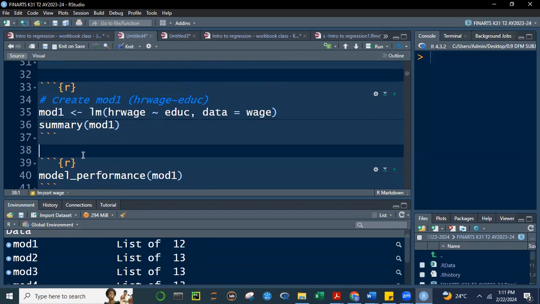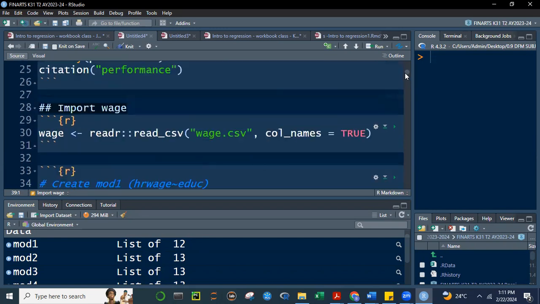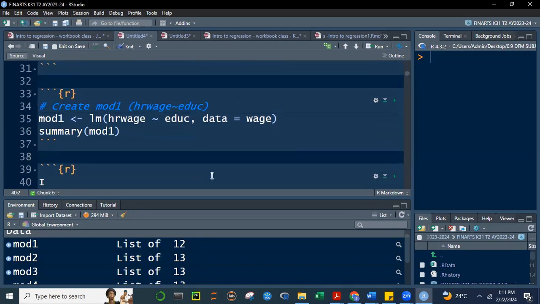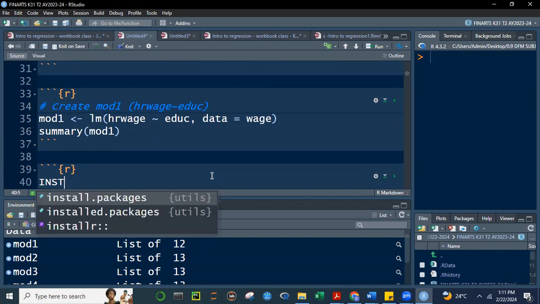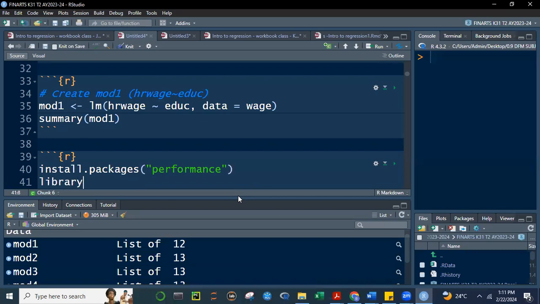All right, and then let me introduce to you some functions which we have learned in the past. So kindly load a package called performance. Control Alt I, so install that package, and then type a small p, performance. And then of course let's require that. Let's load that.